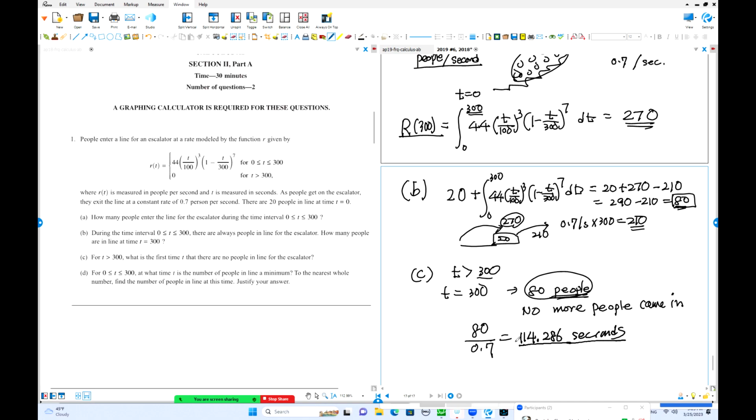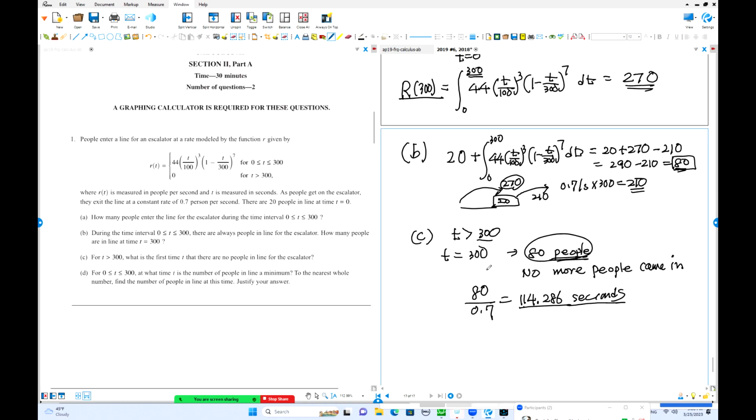But that is not the answer, right? Okay, we start right from 0. This one is after 300. It takes 114.286 seconds to leave all these 80 people. So we can add it over here, right? Up to 300 additional over here, 114.286.